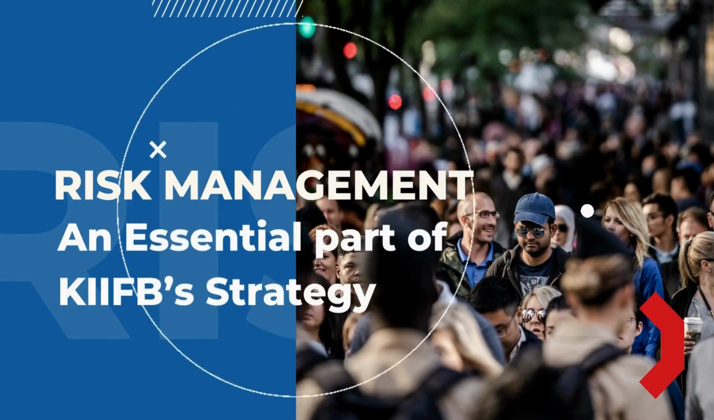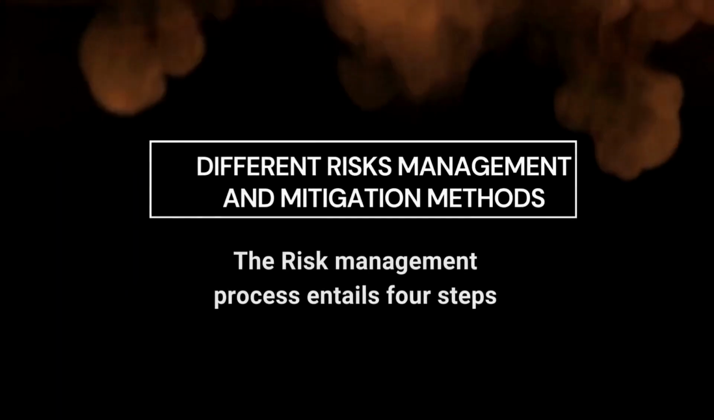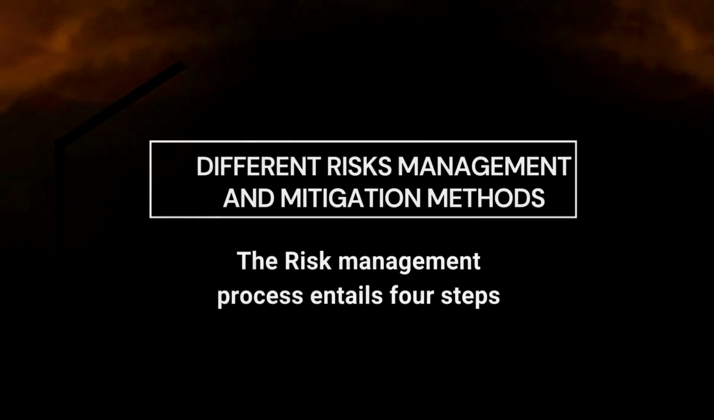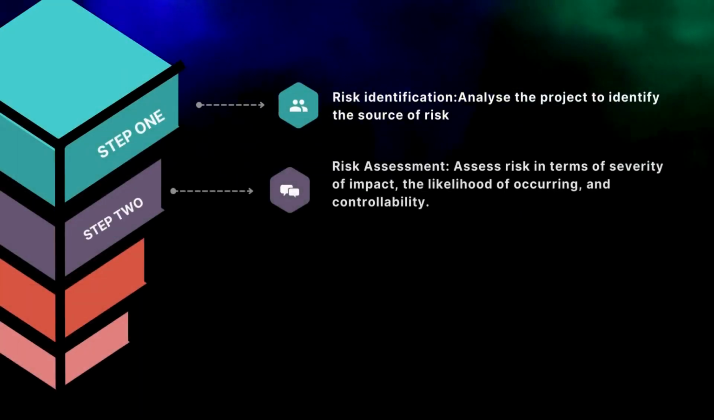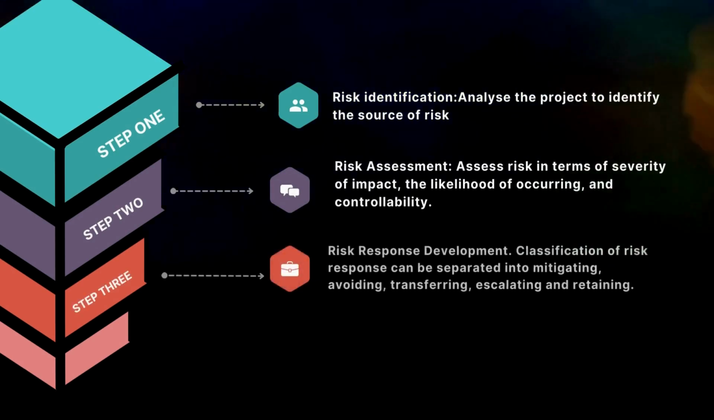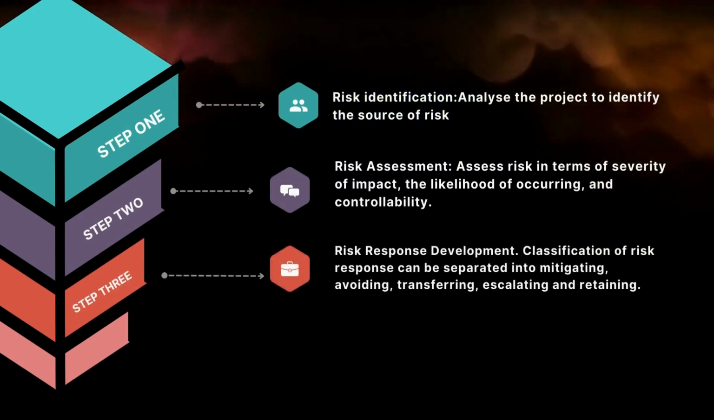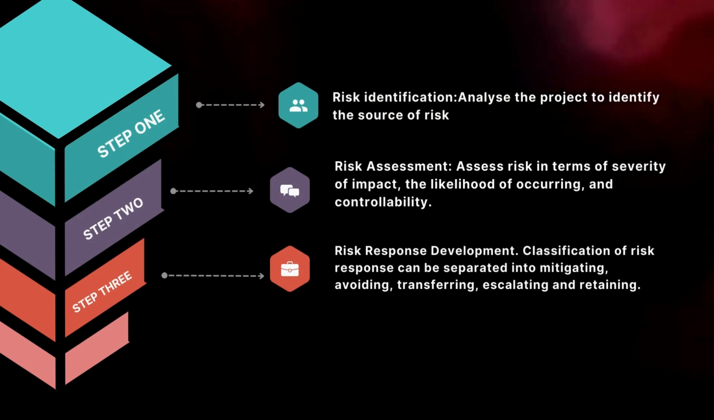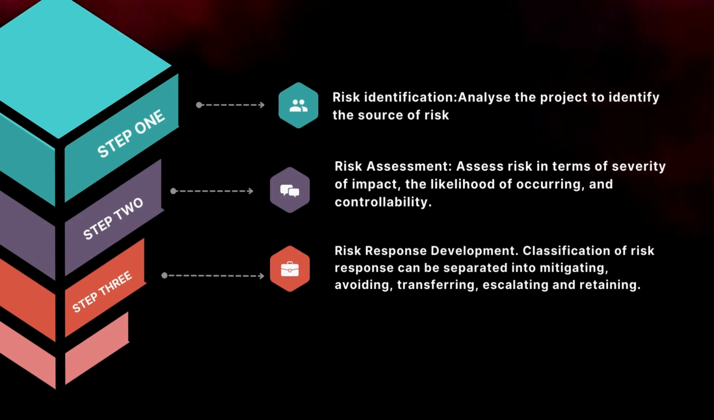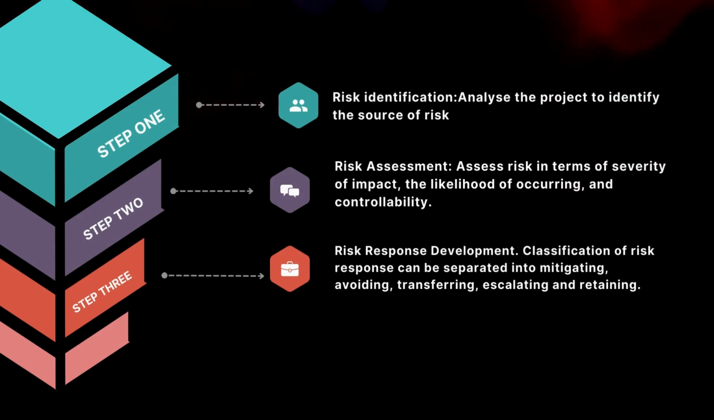Risk management is an essential part of KIIFB strategy. The risk management process entails 4 steps. Step 1 is risk identification. Step 2 is risk assessment. Step 3 is risk response development. Classification of risk response can be separated into mitigating, avoiding, transferring, escalating, and retaining.